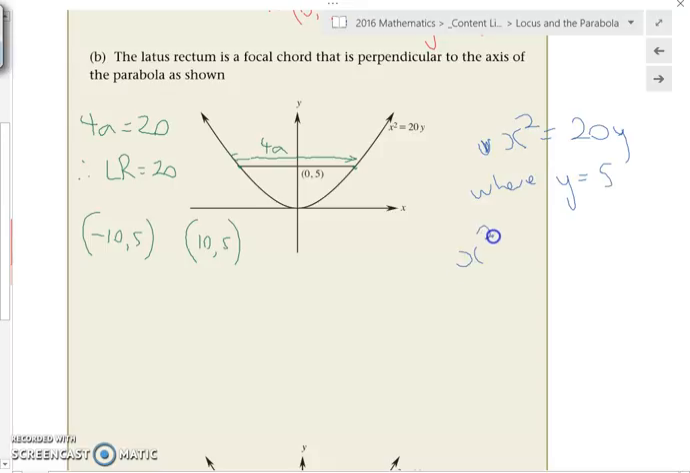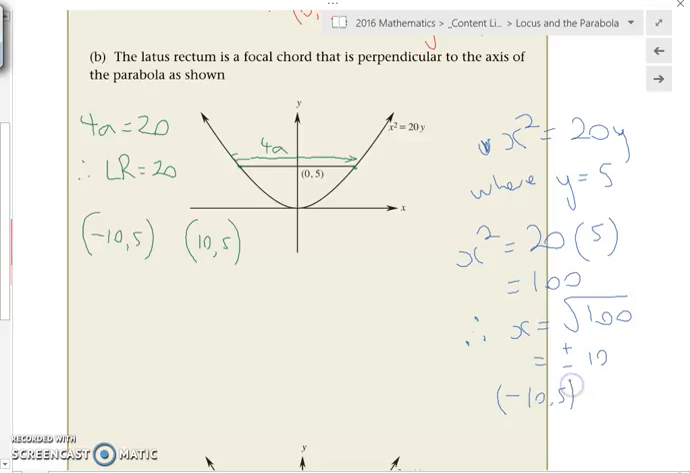We go, okay, x squared equals 20 times 5, which equals 100. Therefore, x equals square root of 100, which equals plus minus 10. Cool? Which means your coordinates are at minus 10, 5, and 10, 5. Both get you exactly the same answer.